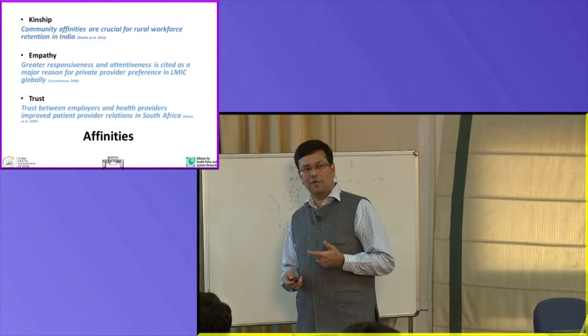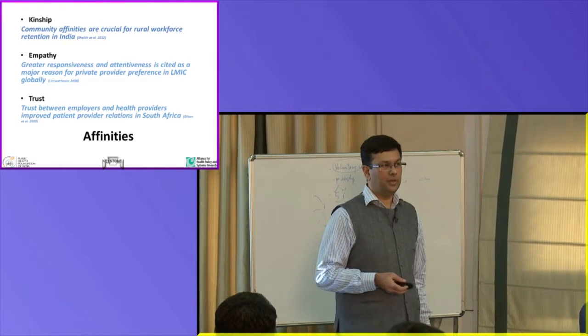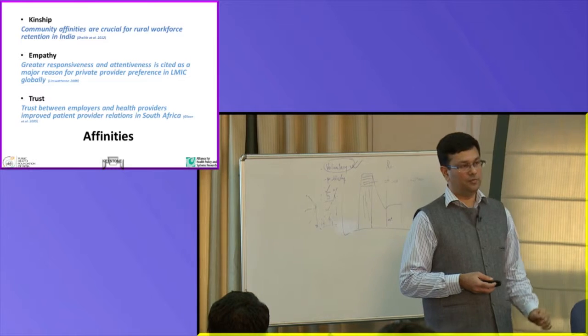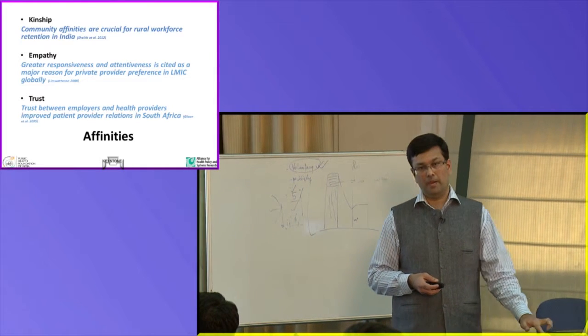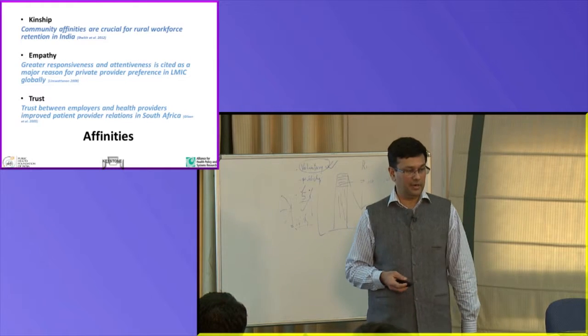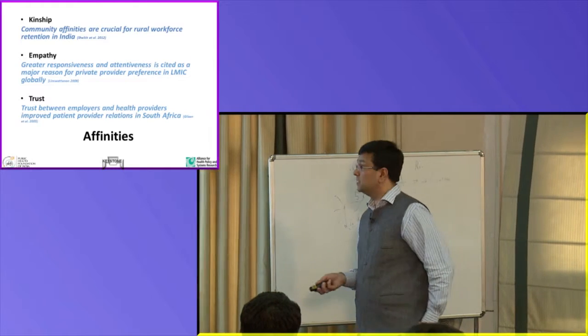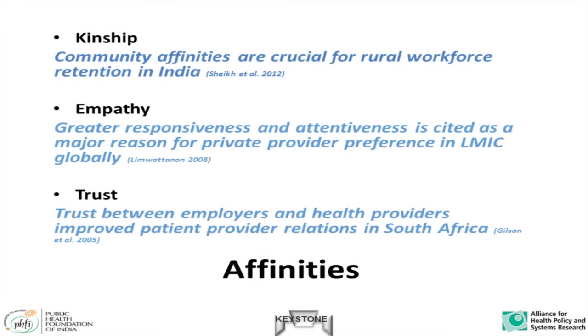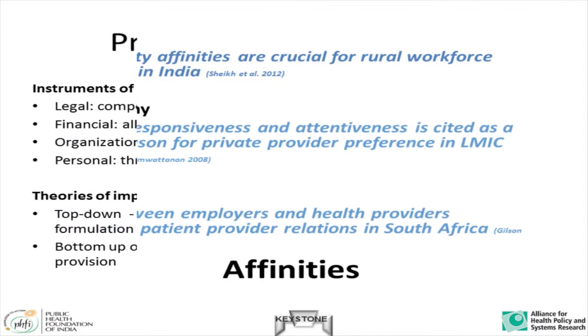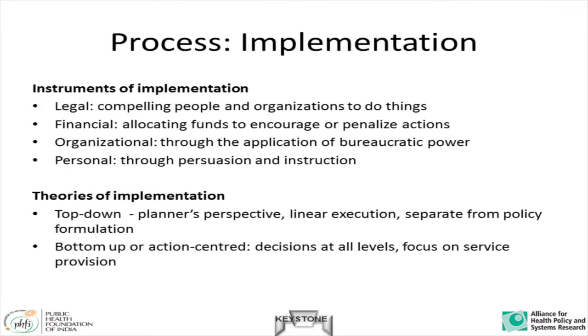But it's not the only type of relationship that is very important. There are also other types of relationships, many affinities, which are also very important in health systems and health policy. And there are a lot of examples of work coming out about how some of these are determining factors in how our health systems perform. So instruments of implementation can be legal in nature, financial in nature, organizational in nature, and personal in nature.